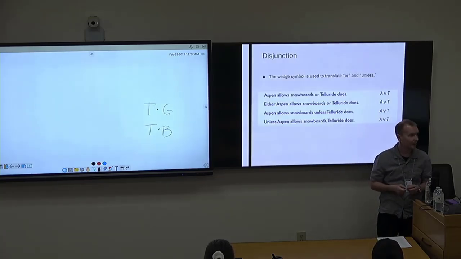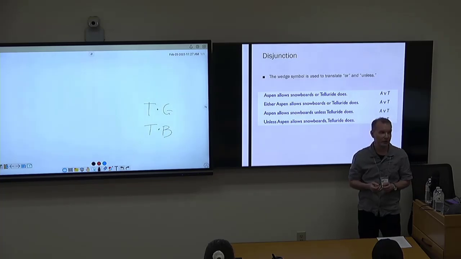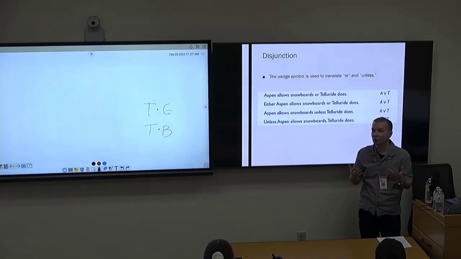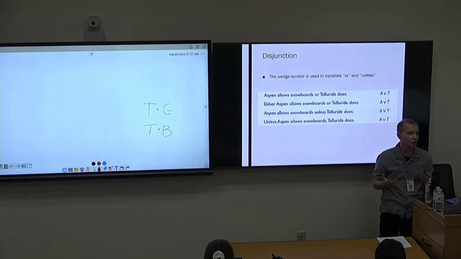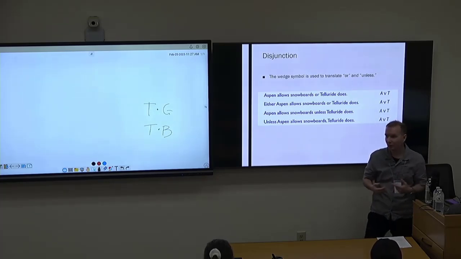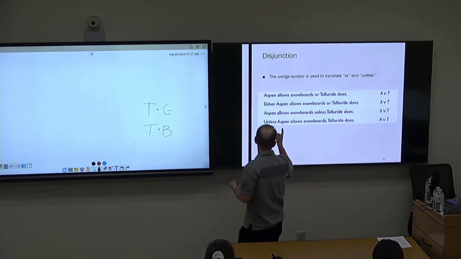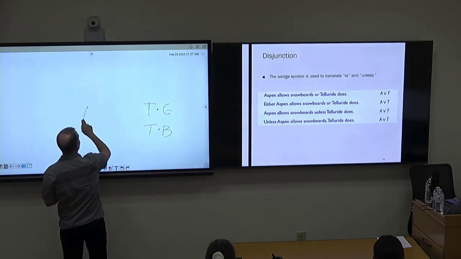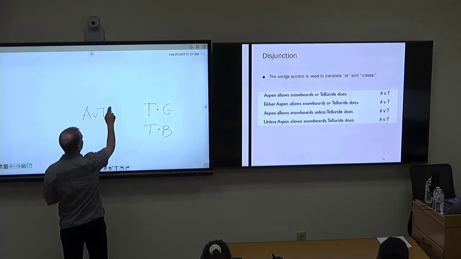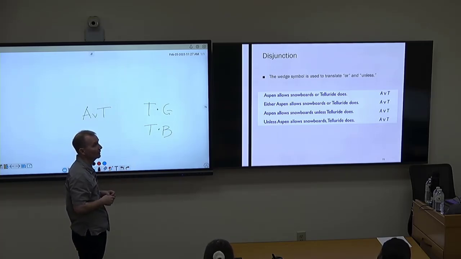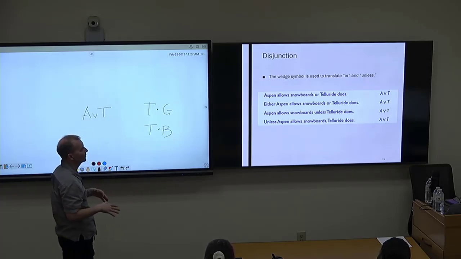Okay. Disjunction. Let's look at disjunctions. Again, different words in the English language could express the same thing. The easiest way to think about it is "or". So "Aspen allows snowboards or Telluride does" would be A or T. Either Aspen allows snowboards or Telluride does. Same thing exactly. They add in the word "either", but the meaning is the same.